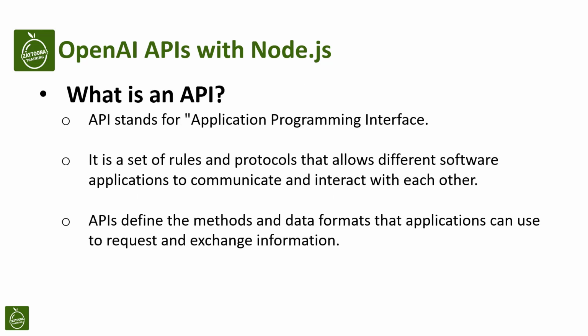So what is an API? API stands for Application Programming Interface. It is a set of rules and protocols that allow different software applications to communicate and interact with each other. APIs define the methods and data formats that applications can use to request and exchange information.